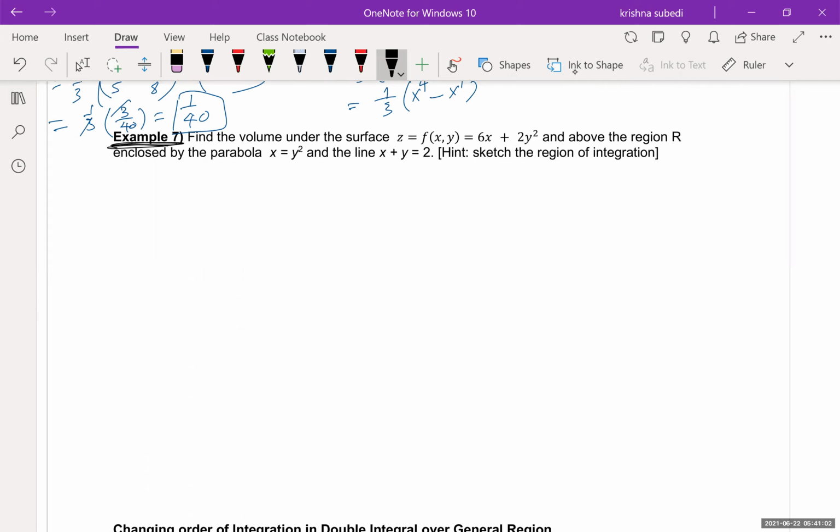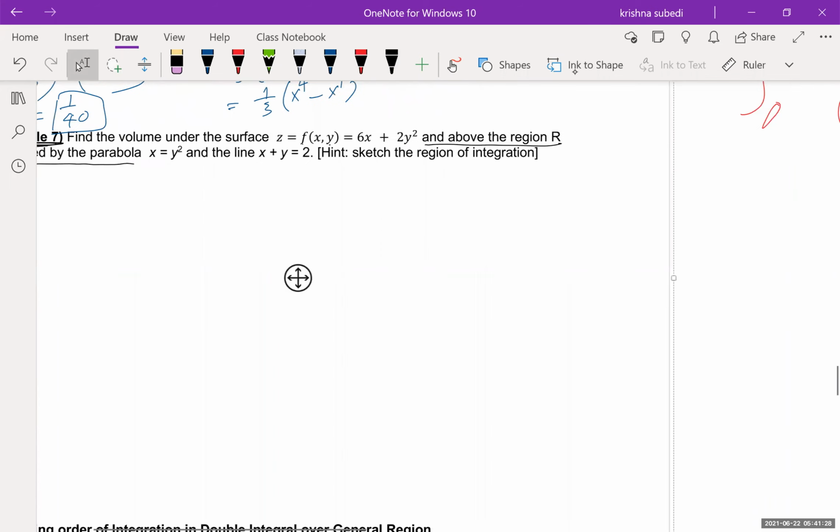Let's try together, and then after a few steps, I leave it to you, okay? Example 7: find the volume under the surface z equals f of xy equals 6x plus 2y squared, and above the region R enclosed by the parabola x equals y squared and the line x plus y equals 2. Hint: sketch the region of integration. Let us sketch the region of integration here.